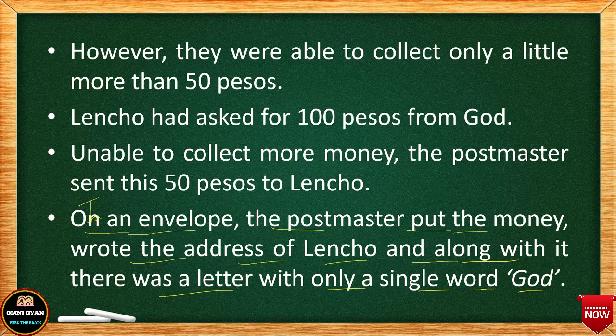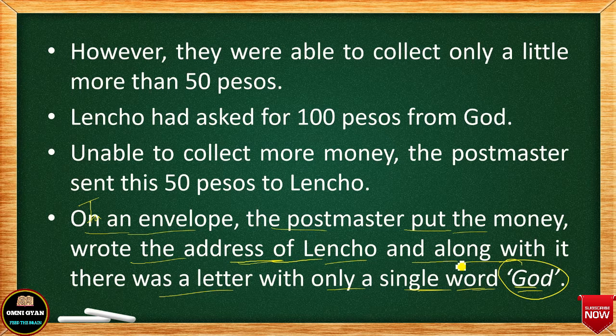Okay, he did not want Lencho to know that the postmaster, his employees and his friends are helping Lencho with the money. ये पोस्टमास्टर ने जो है इसको सीक्रेट रखा, तो लेंचो को ये नहीं पता. Lencho does not know. So what did the postmaster do? He took an envelope, he put the 70 pesos inside the envelope, and then he wrote the address of Lencho, and then along with that envelope he wrote a letter. Now the letter was written with only a single word, God. ऐसा लगना चाहिए, it should look as if the money was sent from God, not from the postmaster and his team.